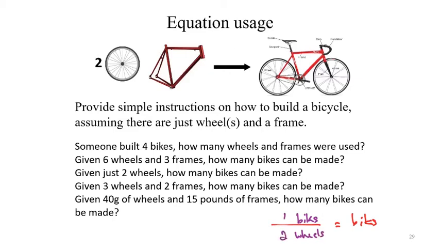1 bike, 2 wheels. How many wheels am I given? And now we run into a problem. I'm not given a number of wheels. I'm given a measurement of wheels.